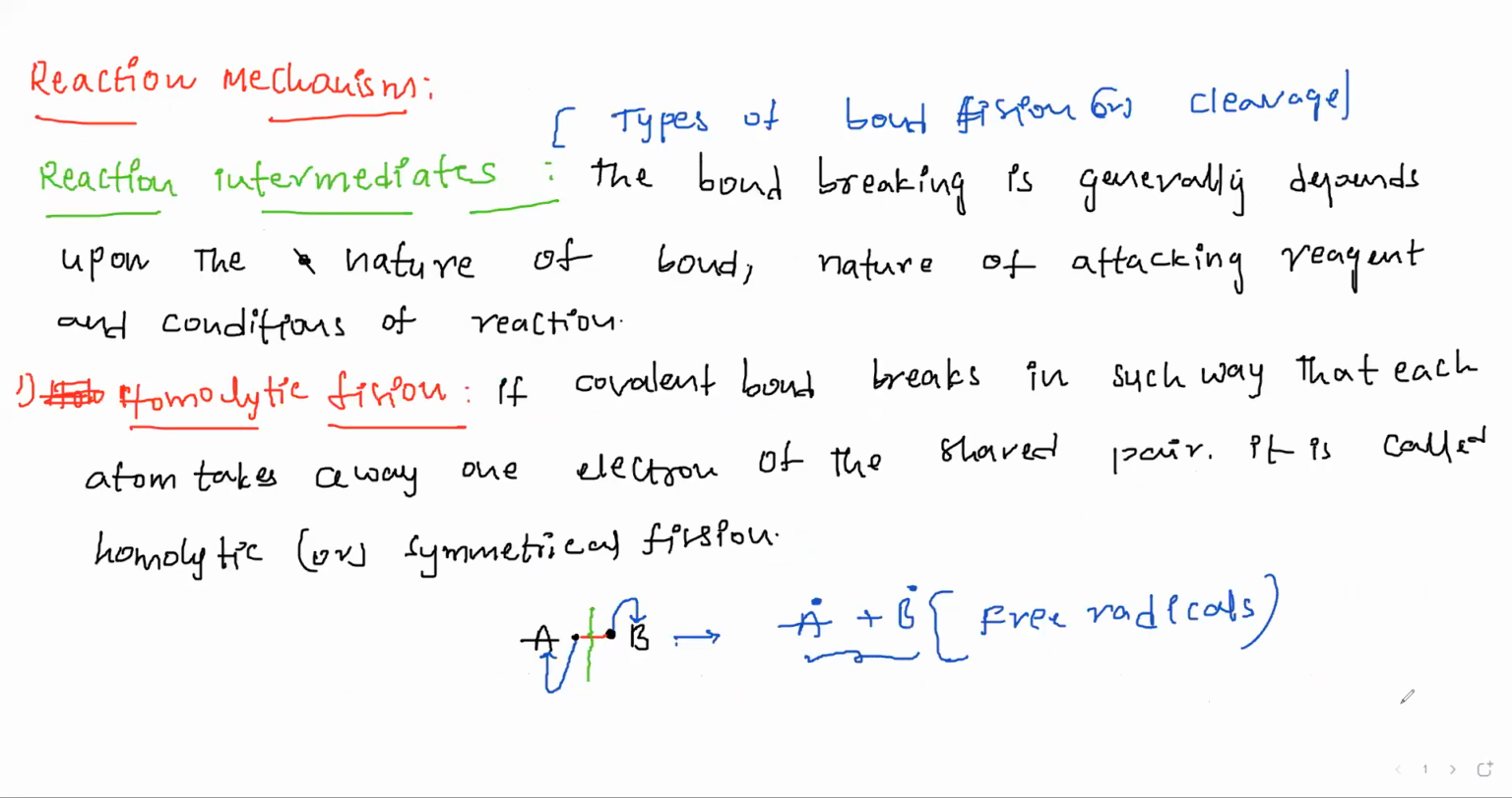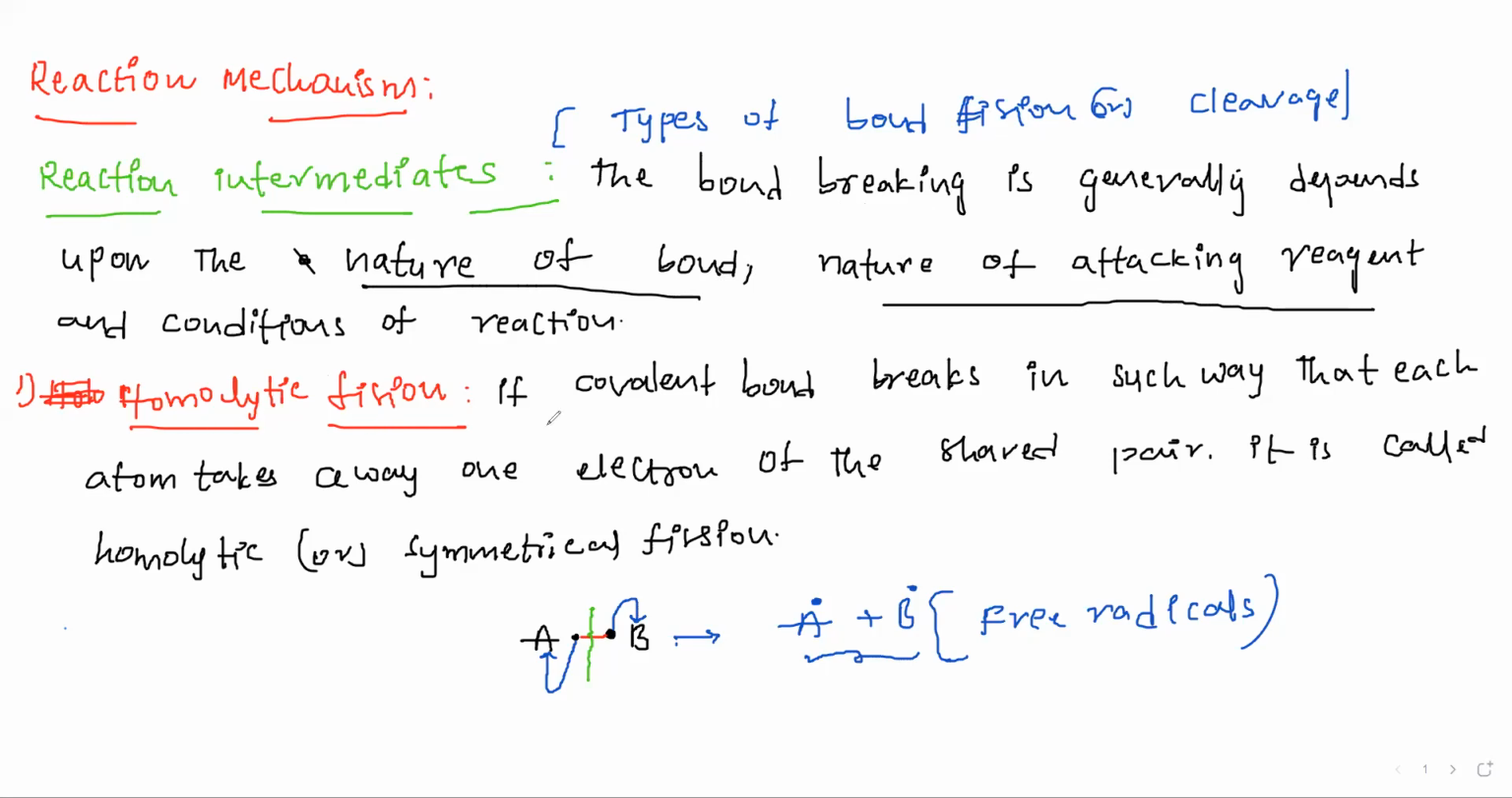One more time I am revising, for those who came just now to take the screenshot. We are now discussing reaction mechanism. Reaction mechanism deals with reaction intermediates and the type of bond fission or cleavage. Bond breaking generally depends upon two things: the nature of the bond and the nature of the attacking reagent.